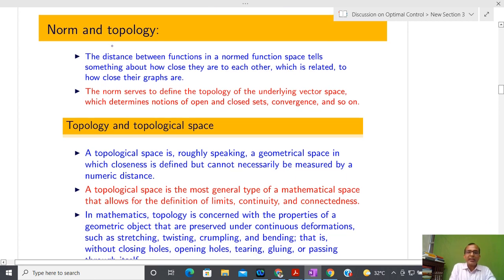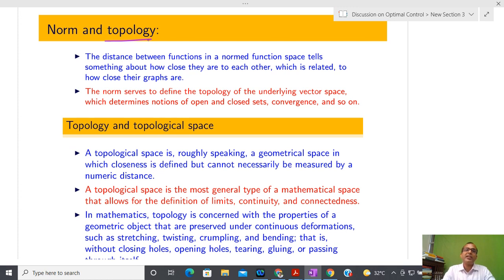Sometimes one more important thing is called topology. What topology is telling is that sometimes I have some kind of geometrical object, and I want to know whether two geometrical objects are near to each other or not. If we are trying to see the nearness of two geometrical objects, at that time we are not going to get some kind of numeric distance, but still I can talk about the nearness between two geometrical spaces.